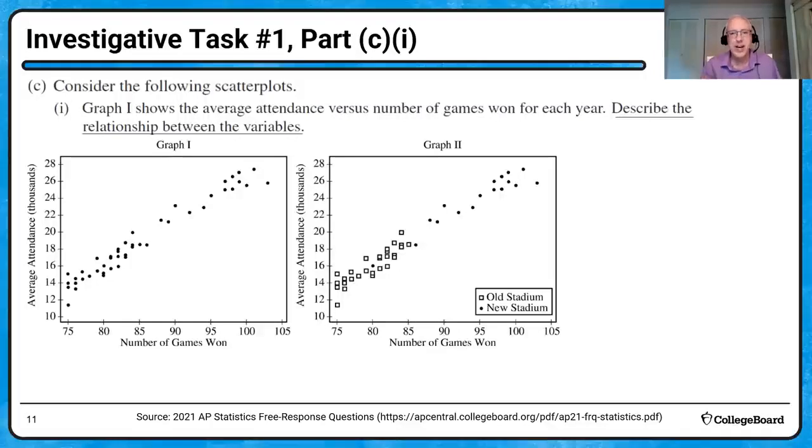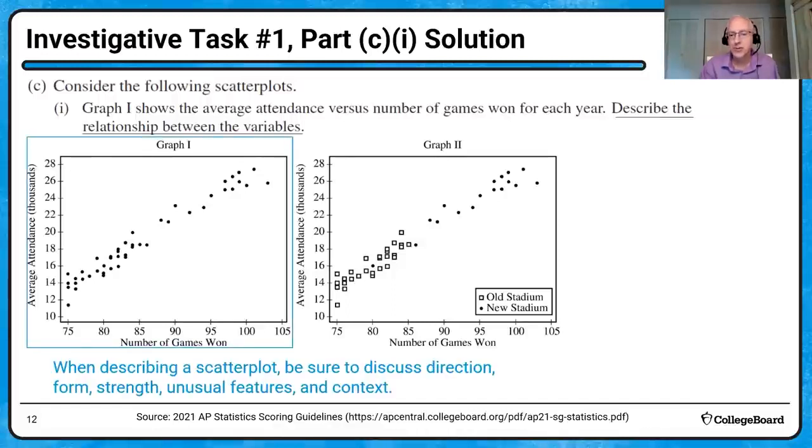So now this is a task you've done a lot in your course, describing the relationship between 2 quantitative variables shown in a scatter plot. You know how to do that. There are certain things you should include in your response every time. So we'll focus on graph 1, and we'll be sure to do those things: the direction, the form, the strength, any unusual features, and of course, context.